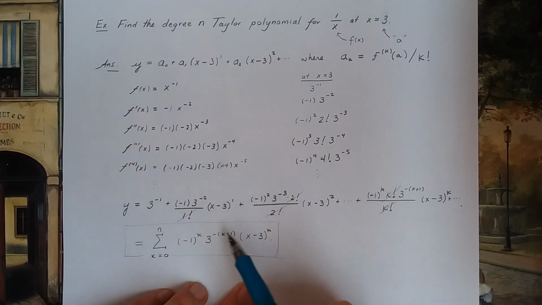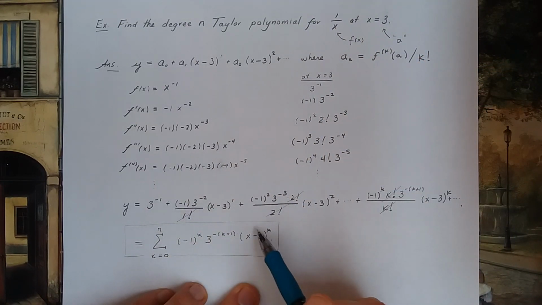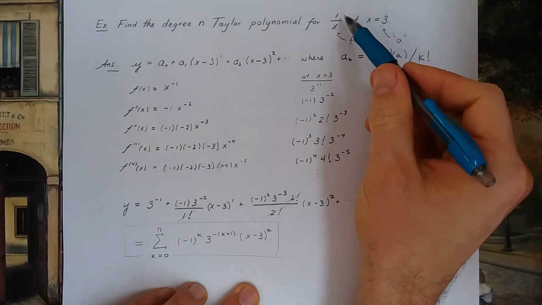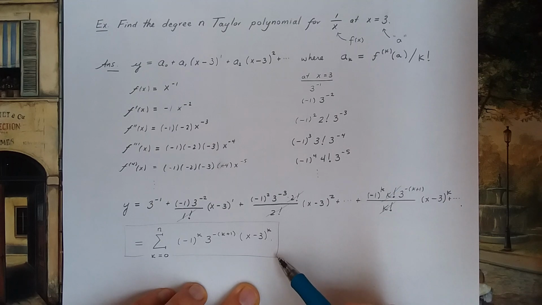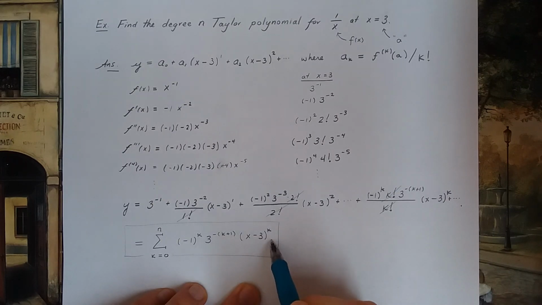What does this mean? This function approximates the behavior of 1 over x near x equals 3 very well. We'll see that in a future video. All right, thank you.